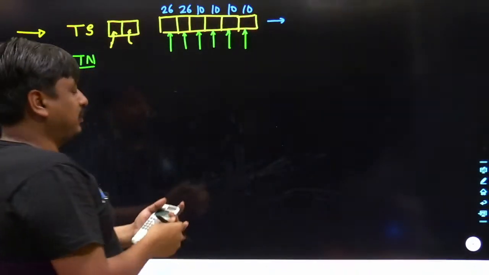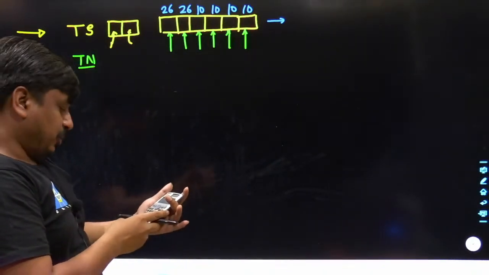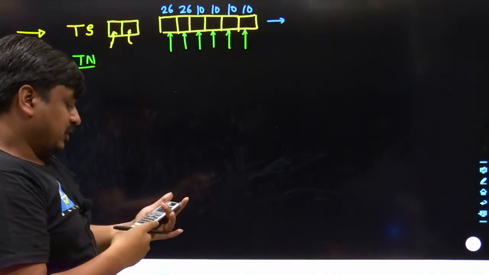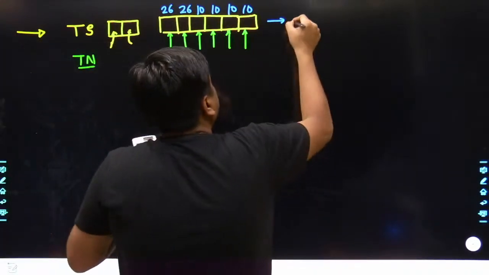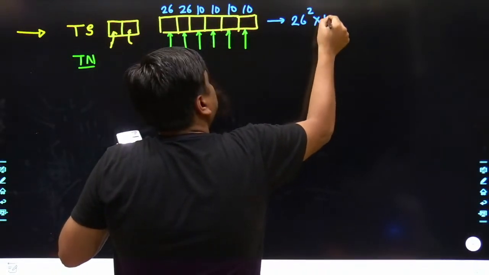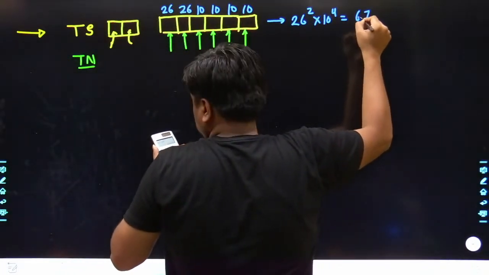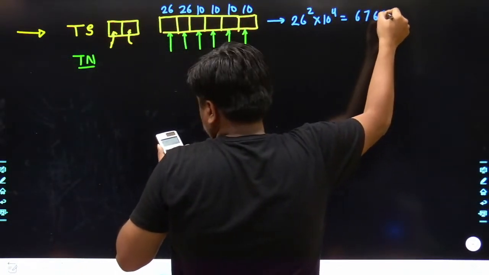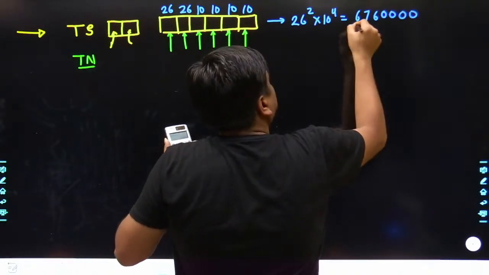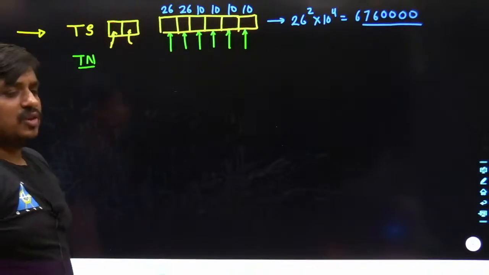So if we multiply them together, it becomes 26 to the power of 2 into 10 to the power of 4. Such a huge collection it is. 26 to the power of 2 into 10 to the power of 4, which is somewhere around 67 lakh 60,000 individual numbers we can allocate.